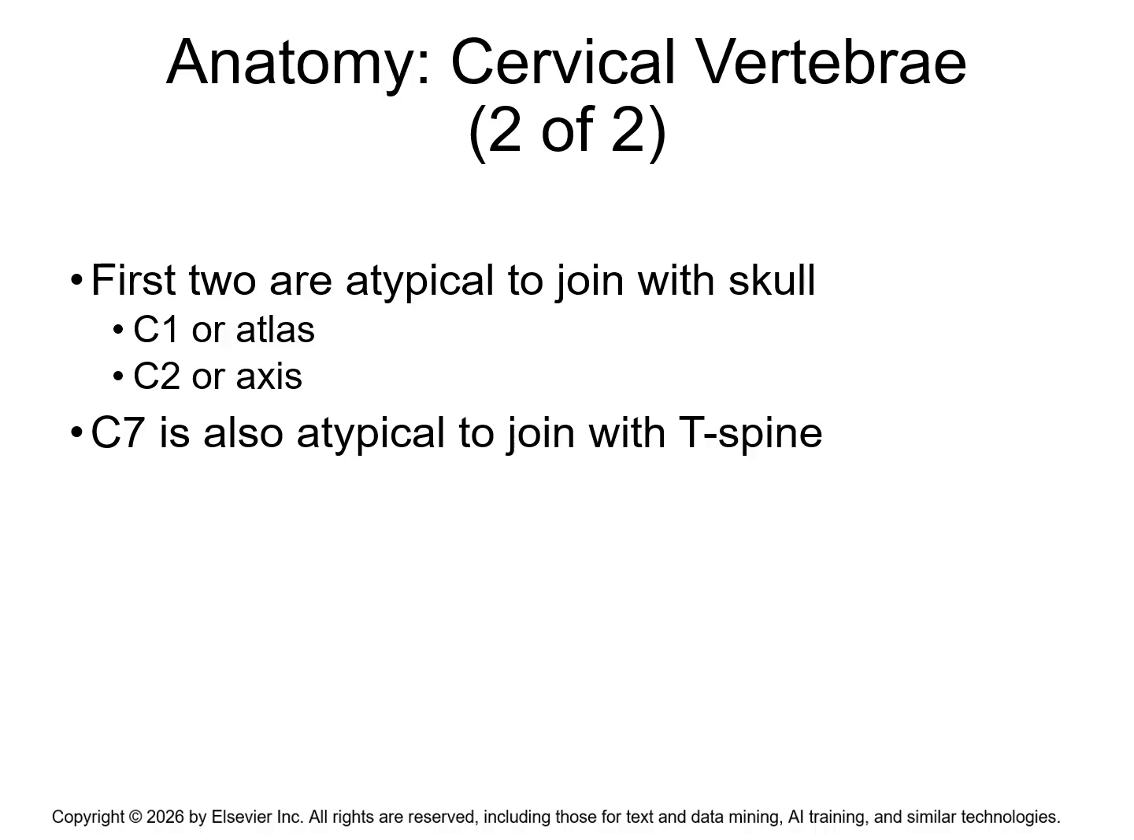All right, so a little bit more specifics about your cervical vertebrae, specifically your first and second. They are atypical because they are used to connect your skull to your spine. So you have C1 or the atlas and C2, which is the axis. C7 is also atypical because it joins with the thoracic spine. You might remember that C7 is your palpable landmark.